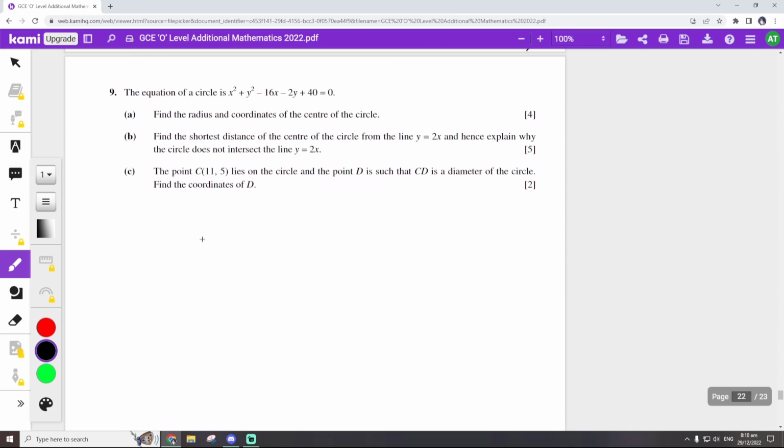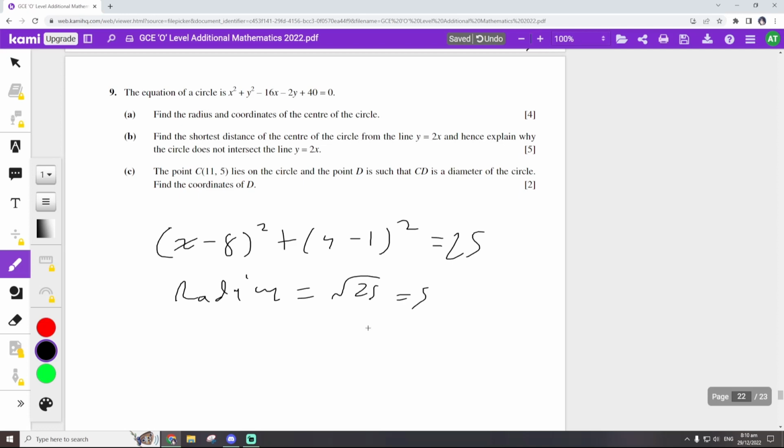The equation of a circle is this. Find the radius and coordinates of the center. So for this one, as usual, complete the square. x minus 8 squared plus y minus 1 squared, right? We get 64, 65, and then we get plus 40 equals 0. So if I have plus 65, it will be 25. So this will be 25. Okay? So therefore the radius is just the square root of 25, which is 5. The center equals 8 and 1. Right?